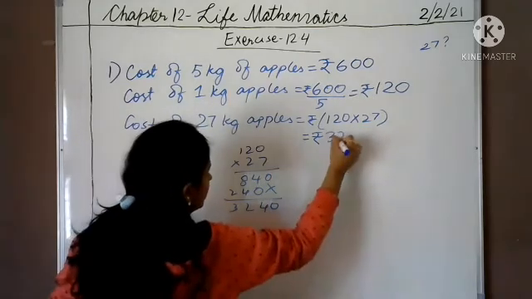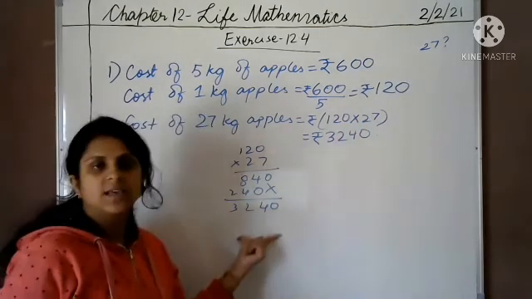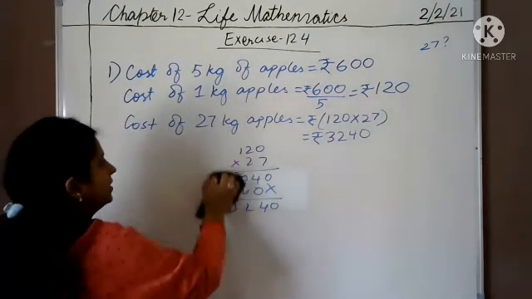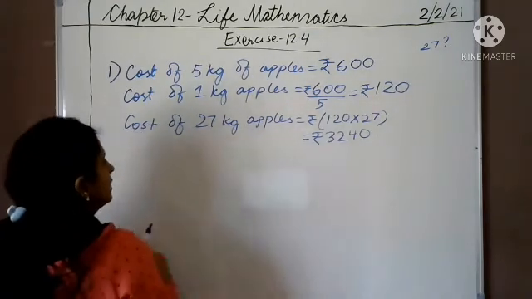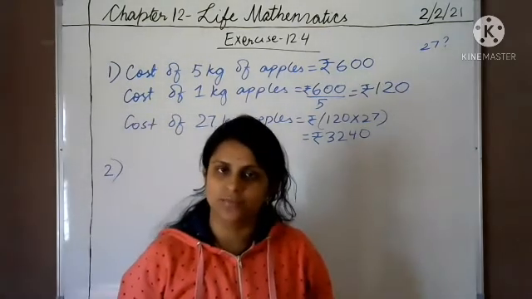So rupees 3240 is the cost of 27 kg of apples. Now we are done with question number 1. Now let's solve question number 2.